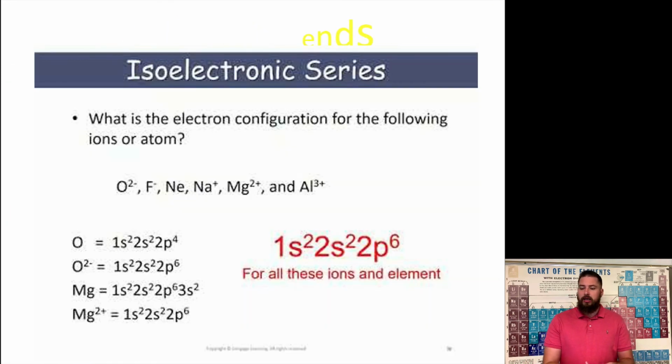So we're going to talk about the charge later, but notice how oxygen, when it's in its normal electron configuration, is 1s2, 2s2, 2p4. But if it were to gain 2 electrons, it would be gaining them in the 2p, and it would be 1s2, 2s2, 2p6.